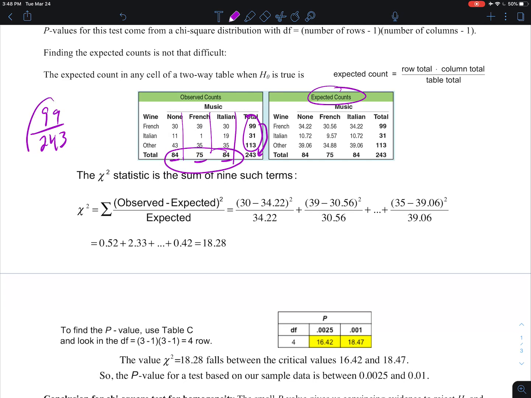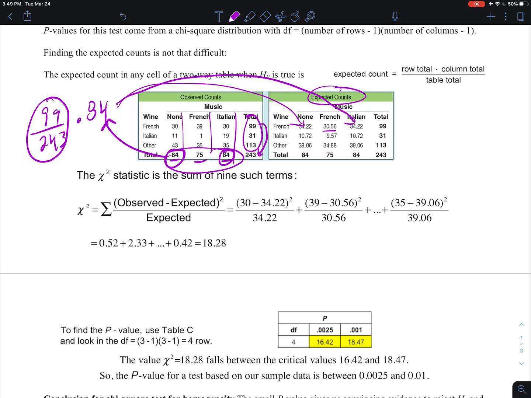So though I expect this proportion of success, and by success I'm specifically talking about buying French wine right now, I need that proportion to be the success rate for the 84 people who weren't listening to any music. That's how I'm going to get that number right there. The expected number of French wine purchases for people not listening to music. Now that also is going to be the same number for the people that were listening to Italian music.